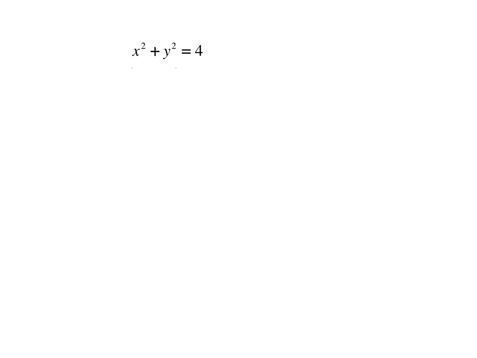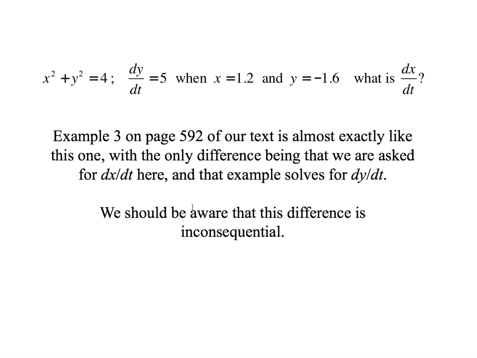So x squared plus y squared is equal to 4. This, by the way, is the equation of a circle with a radius of 2, square root of 4 being 2. And so we need to differentiate this, but because we are looking for dx/dt, we see x squared as a function of t. We also see y as a function of t.